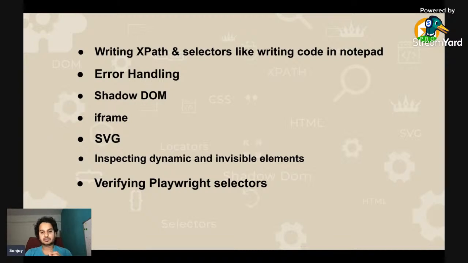SelectorsHub has made that possible. In a single click, you can verify Playwright selectors just as you do standard XPath and other selectors. You just paste the Playwright selector in SelectorsHub, like any other selector such as XPath or CSS selector, and you are able to verify it in a single click. You need not run the code. You need not open the window.